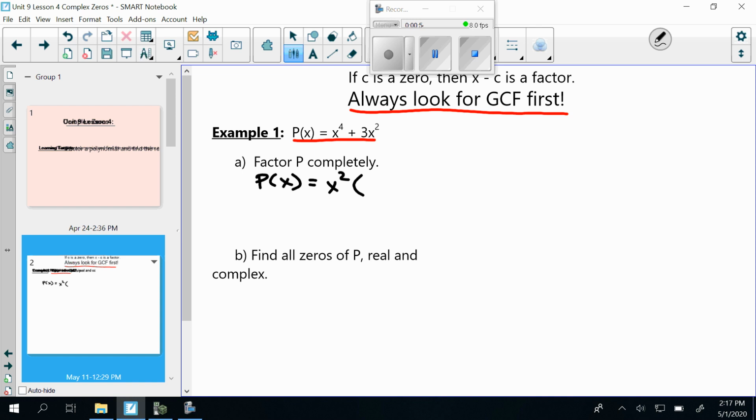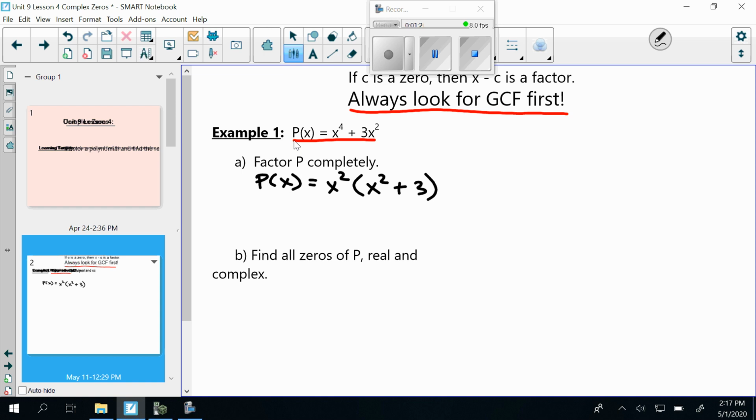If we divide x to the fourth by x squared, we'd have another x squared left over. If we take 3x squared and divide by x squared, all that would be left is the 3. So that's the first step. Second step now, we want to see, can it be factored any further? Does this stuff in the parentheses still factor more? It doesn't look like it. That's not a difference of squares or anything that we've really looked at before.